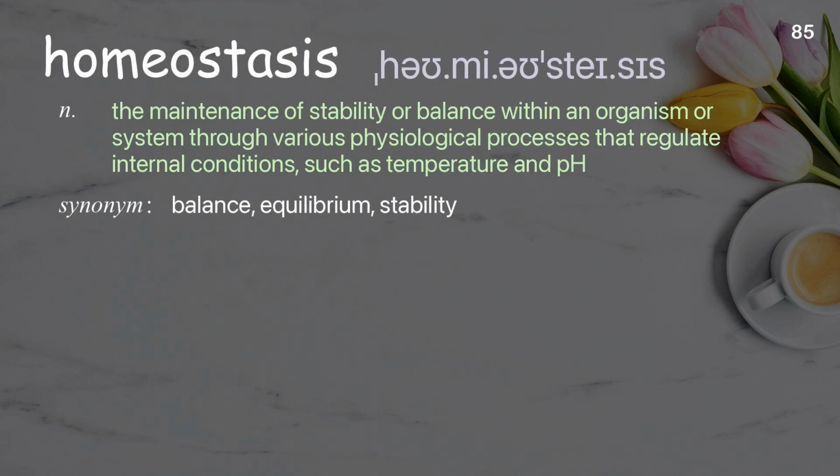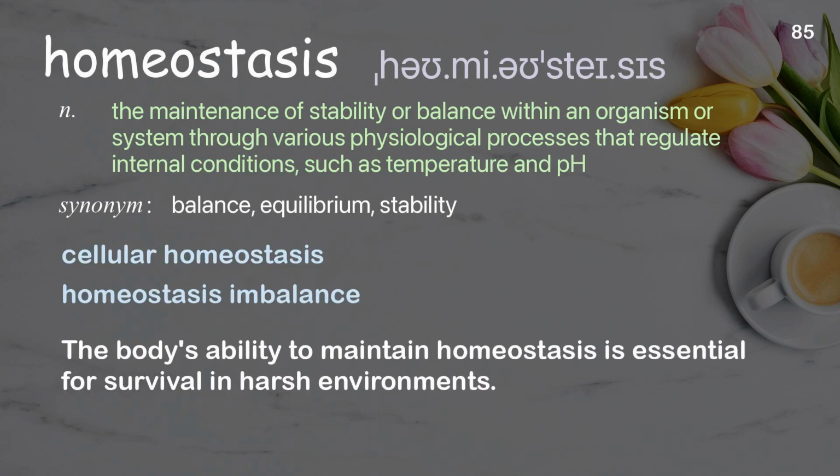Homeostasis: The maintenance of stability or balance within an organism or system through various physiological processes that regulate internal conditions, such as temperature and pH. Examples: Cellular homeostasis. Homeostasis imbalance. The body's ability to maintain homeostasis is essential for survival in harsh environments.